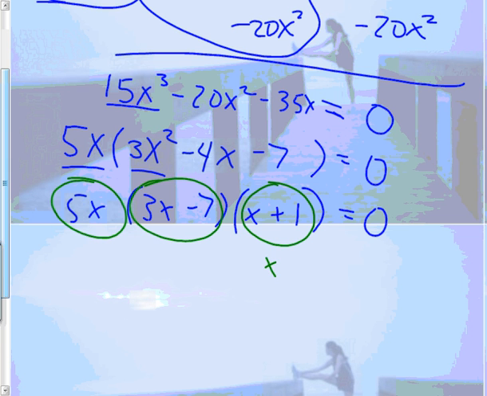Easiest one, this one. What could I make x right there that would make that part 0? Negative 1. So that's one of my 3 answers. This is probably the second easiest one. 5 times what would make this whole thing here 0? 0. X equals 0 is the second root or solution or x-intercept. Those are all the same thing.